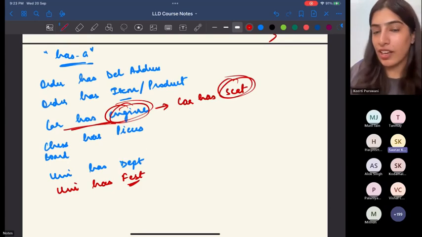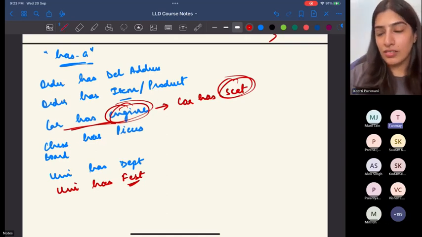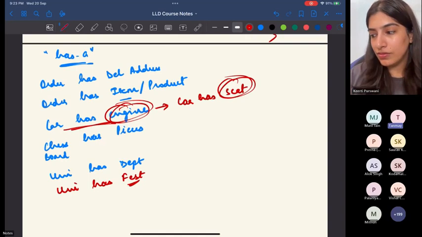It's not clear. Like, a car cannot run without an engine. Engine is critical to a car's functionality. Similarly, one university has a department, but it is not necessary that a fest happens in the university. Without an engine, you can't ride a car, but without a seat, you can. So engine cannot exist without a car, but a seat has a value without a car as well, right?